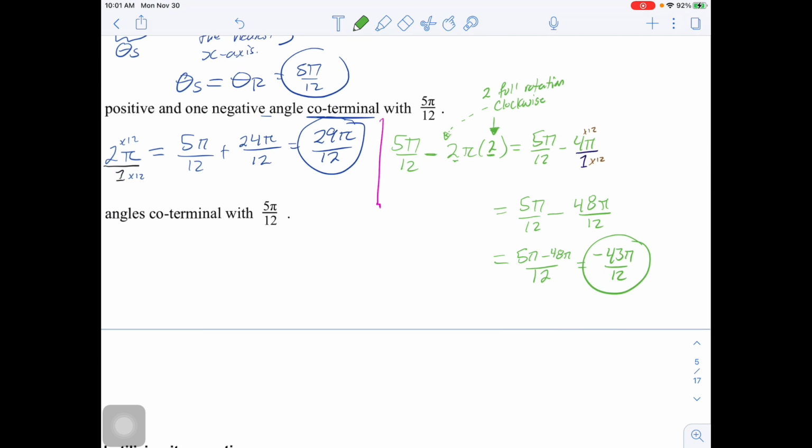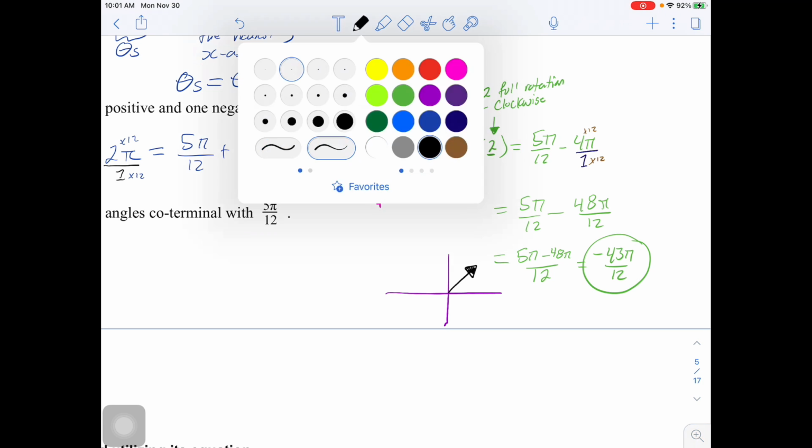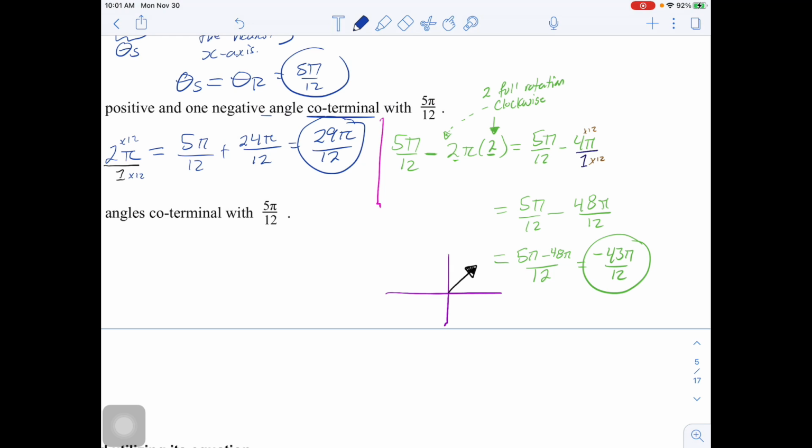So if we were to draw that, again, it's good to visualize what that looks like. Draw our graph, and remember, this is a coterminal arm, so we're still existing just simply right here. But in this case, we're going clockwise. So we started here, that's 1 rotation, 2 rotations. So this would be negative 43 pi over 12.